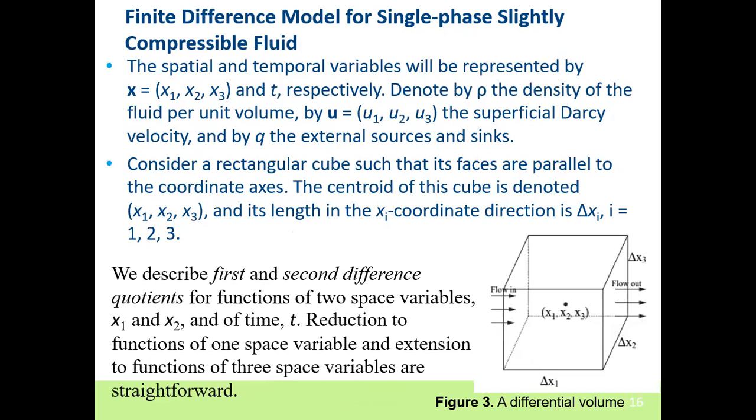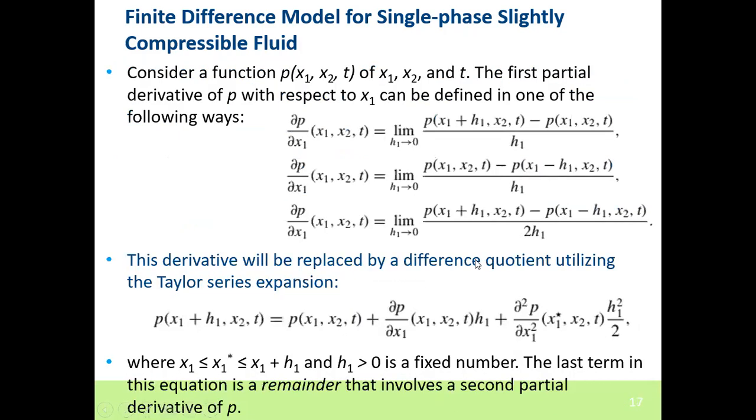So the spatial and temporal variables, spatial variables, of course, referring to dimensions, temporal for time, can be denoted as shown. Of course, for spatial x in these terms, u refers to superficial Darcy velocity, and this is a differential volume showing flow in the x coordinate direction.